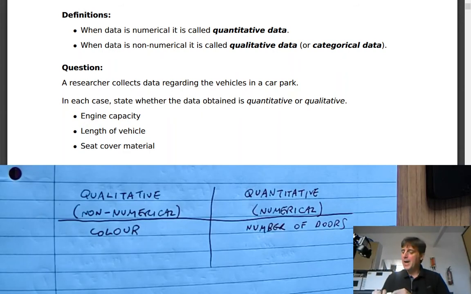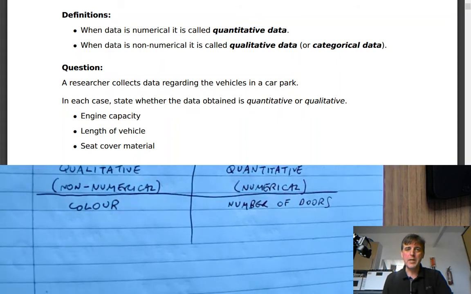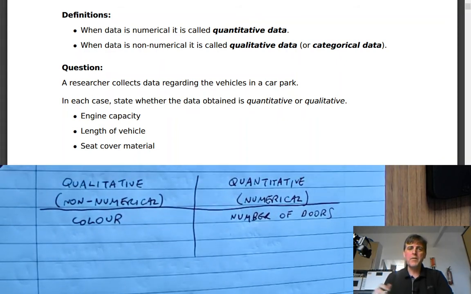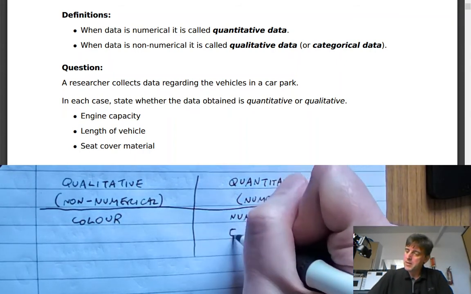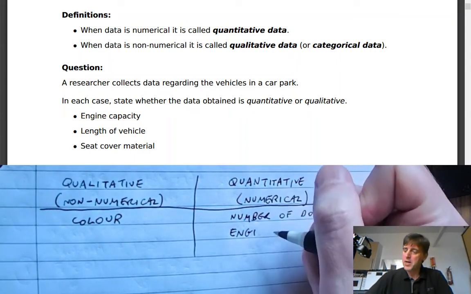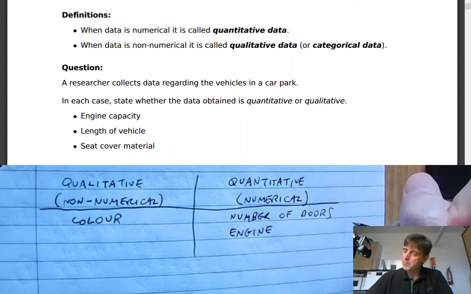Okay, then let's see if we can add to our list about these vehicles in this car park. So the first one here, engine capacity. So that's things like, is it a 1500 cylinder engine? Is it a 2000 or whatever? That's a number. So that's definitely quantitative. So the capacity or the size of the engine is numerical.